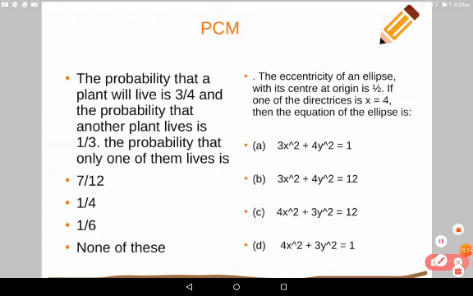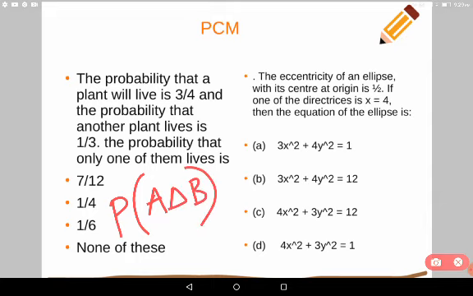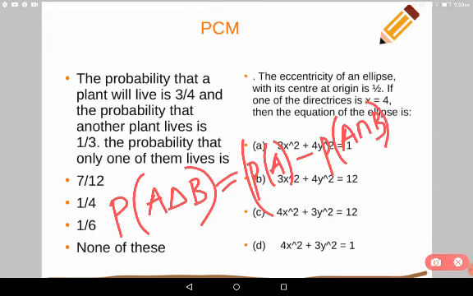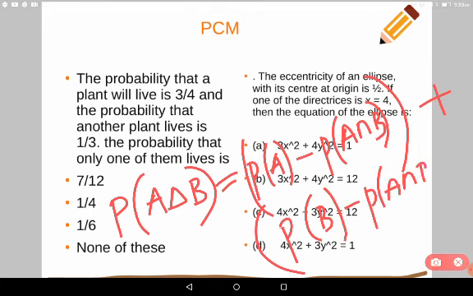That means we need to find P of A delta B, that is the symmetrical difference of the living probability of the first plant and the living probability of the second plant. This will be what? P of A minus P of A intersection B plus P of B minus P of A intersection B.